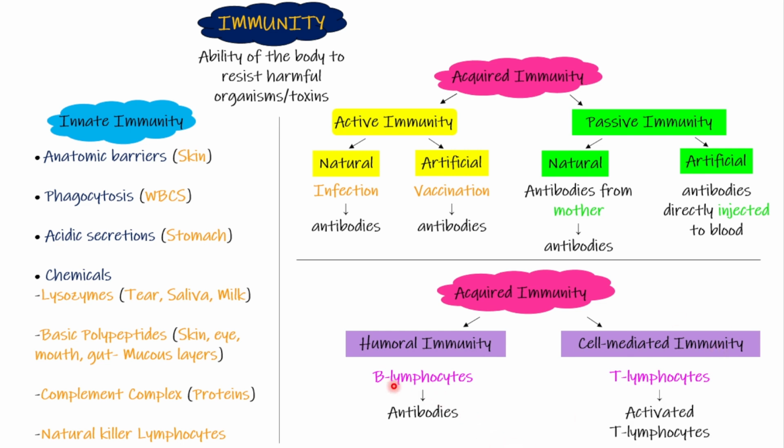The B lymphocytes will produce antibodies, and then antibodies will fight the foreign invaders, whereas T lymphocytes will produce activated T lymphocytes, and these activated T lymphocytes will fight the foreign invaders. So basically, this whole chapter will revolve around the humoral immunity and the cell-mediated immunity, or the B lymphocytes and the T lymphocytes, and their final products, the antibodies and the activated T lymphocytes.